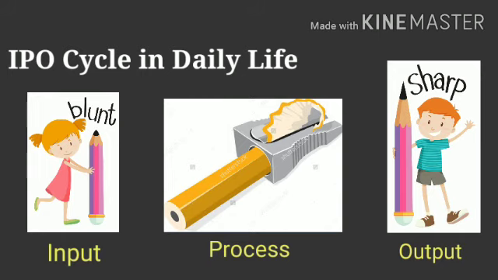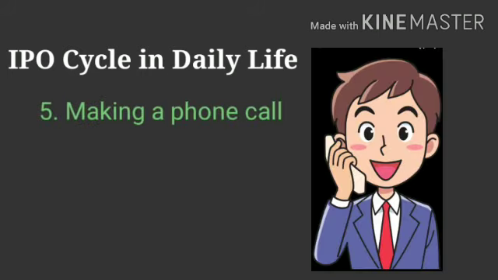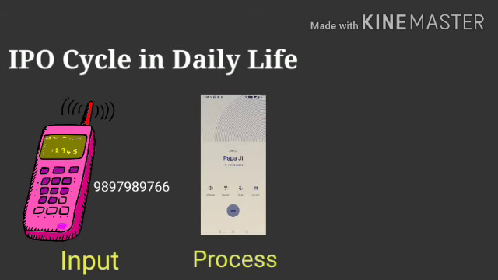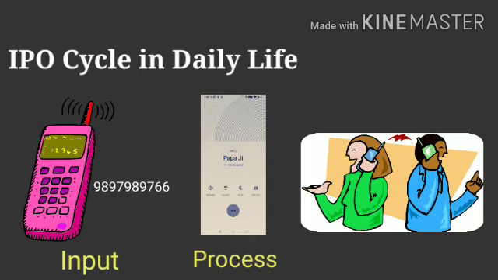Next example to understand is making a phone call. To make a phone call, we need a phone and the number to be called. The process involves dialing of the number and connecting the call. The output is the phone conversation.